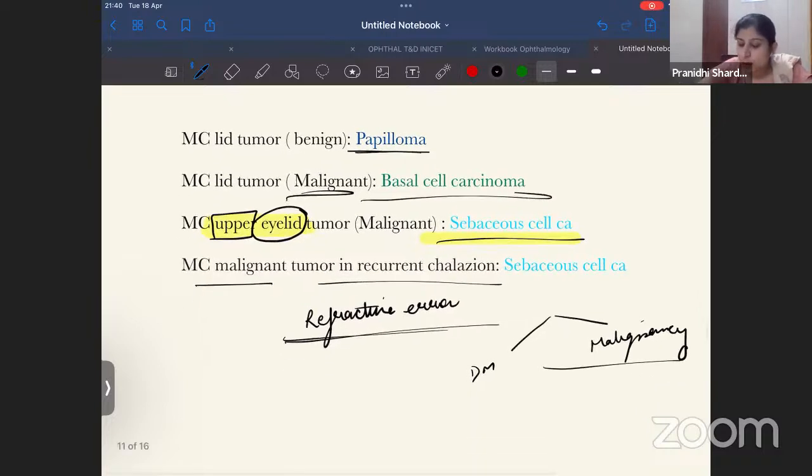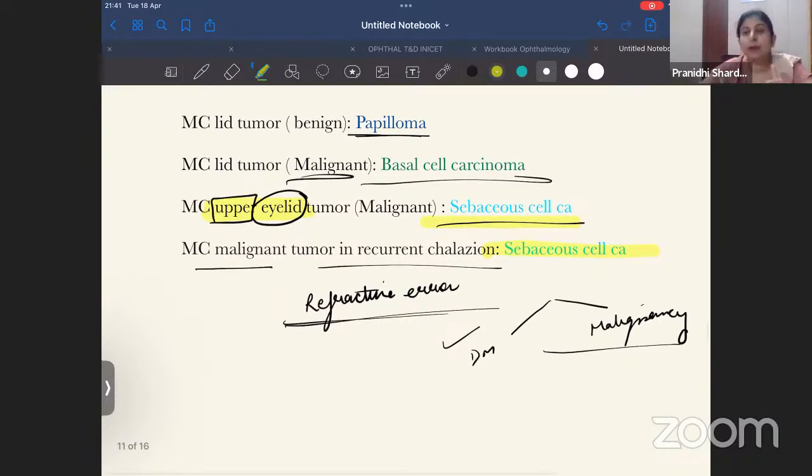Diabetes mellitus could be a common cause, or in rare cases, the patient can have malignancy. And if a patient comes out to be a malignant case, which tumor will the patient have? The patient will have sebaceous cell carcinoma. So sebaceous cell carcinoma will be in recurrent chalazion and upper eyelid tumor. As a whole eyelid tumor, basal cell carcinoma; but the benign tumor will be a papilloma.